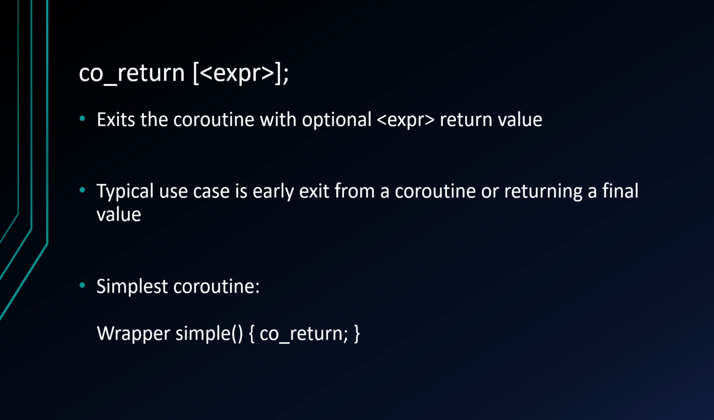And this makes it so that the simplest coroutine that you can write is just a function that simply calls co-return with no value. So this coroutine doesn't do anything. It has a wrapper type that is the return type of the coroutine function. And it is a coroutine by virtue of the fact that one of the statements inside the body of the function calls co-return.